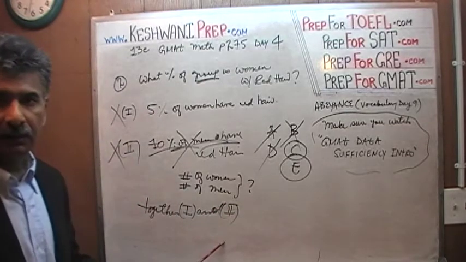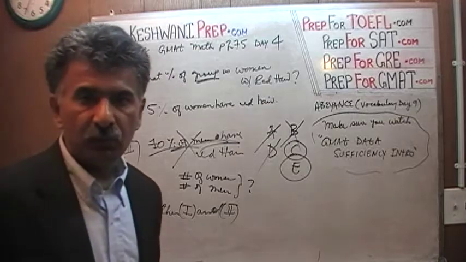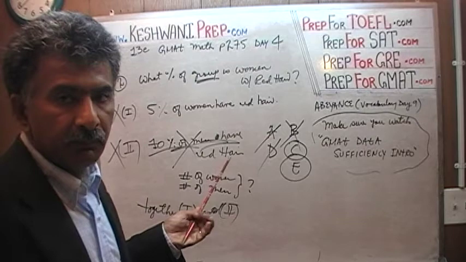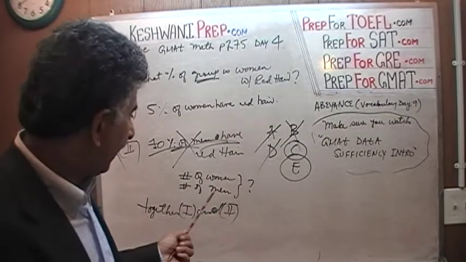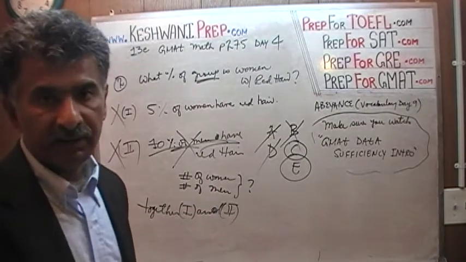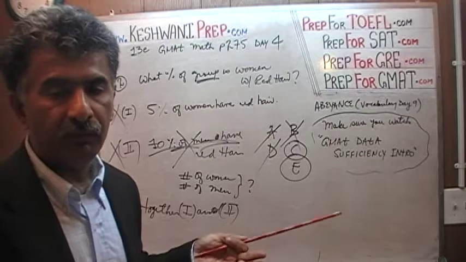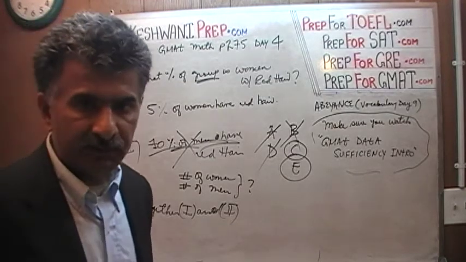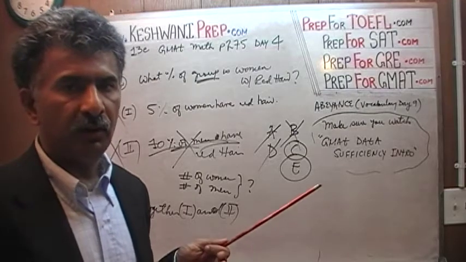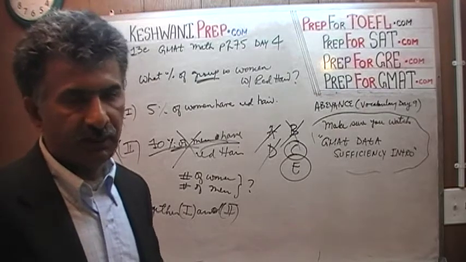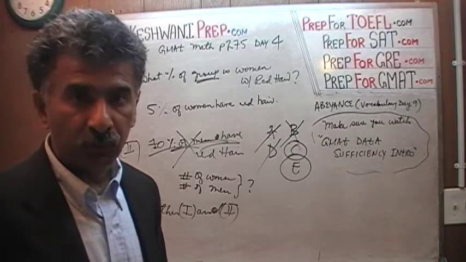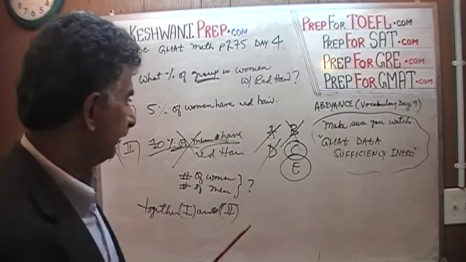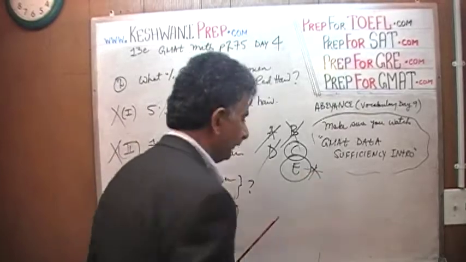If you put them together, the problem persists. The problem does not go away. Even if you put statement 1 and statement 2 together, the question still remains how many women there are, how many men there are. We have no way of establishing that. Since we do not know how many men there are in total, since we do not know how many women there are in total, we cannot answer the question as to what percentage of the group, being the men and women, are women with red hair. The answer is E.